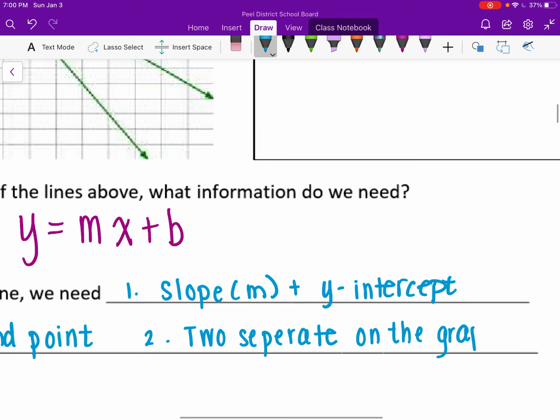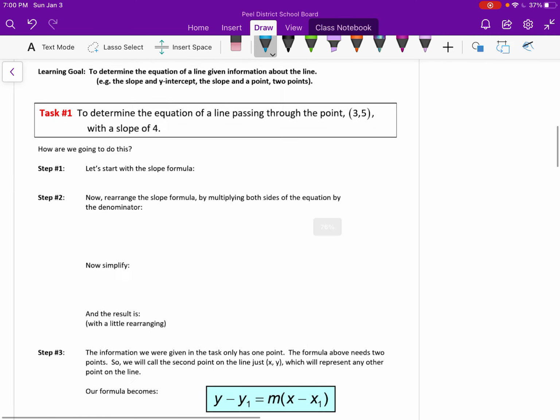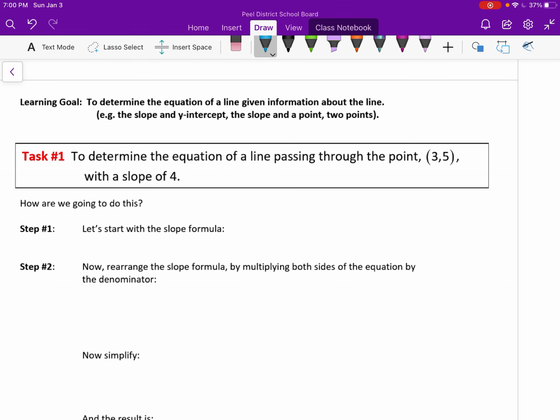Just going to write this in for you. Okay. So we're just going to move on. So it says to determine the equation of the line given information about the line. So what we're going to try to learn by the end of today is how can we find the equation of the line if we're given either the slope and the y-intercept, the slope and a point, or the slope and 2 points. So if you're given the slope and the y-intercept, you already know you can just plug into y equals mx plus b. You can plug in the m, you can plug in the b, and then you have the equation of that line.